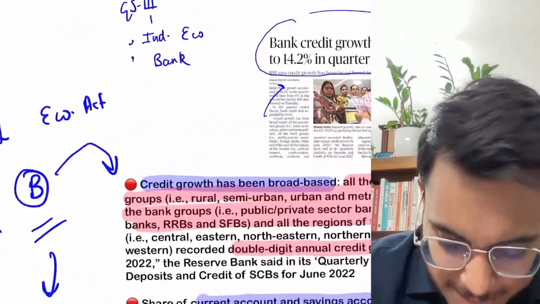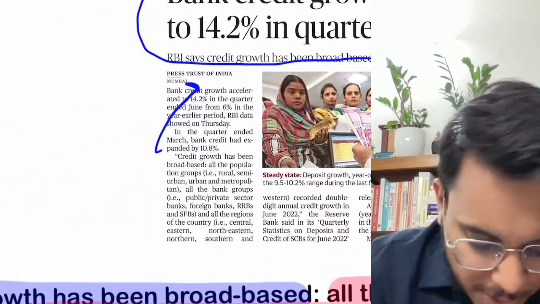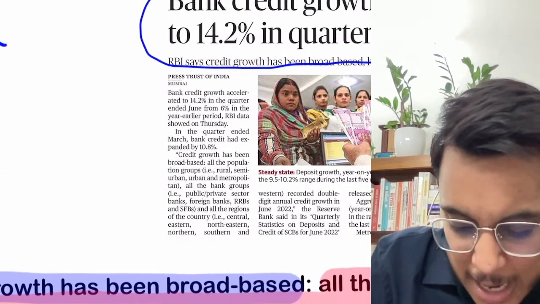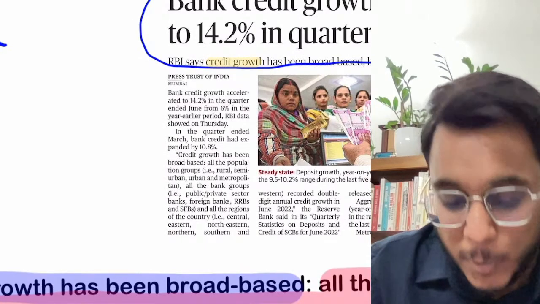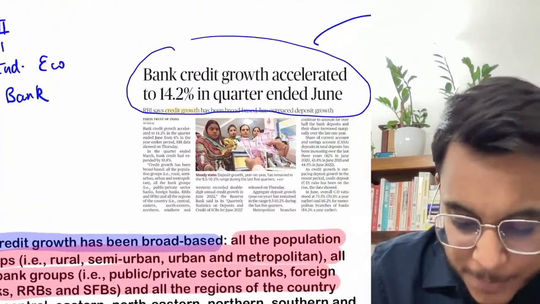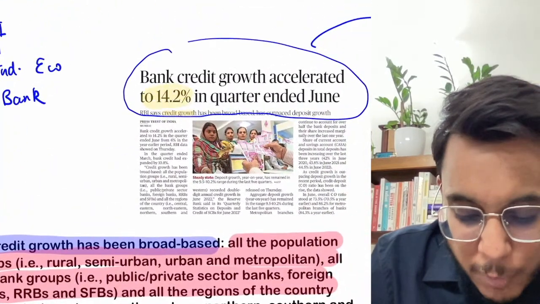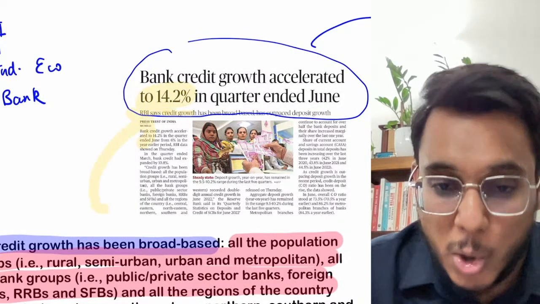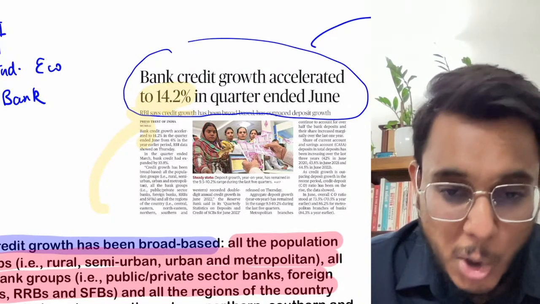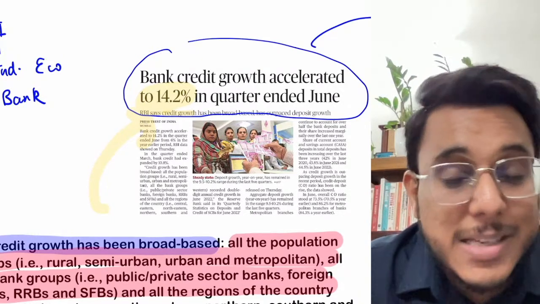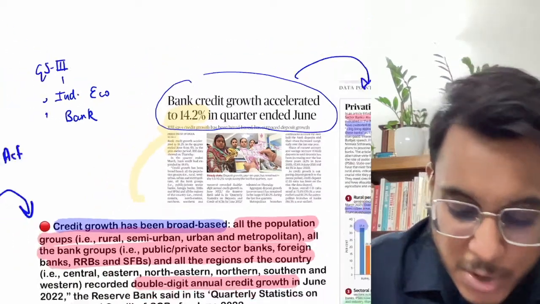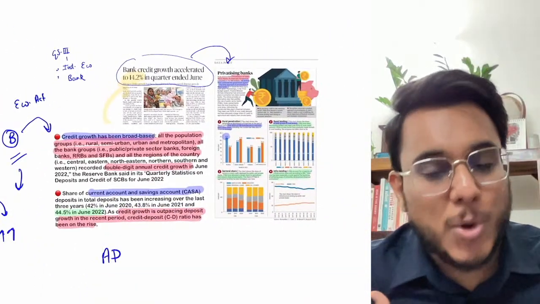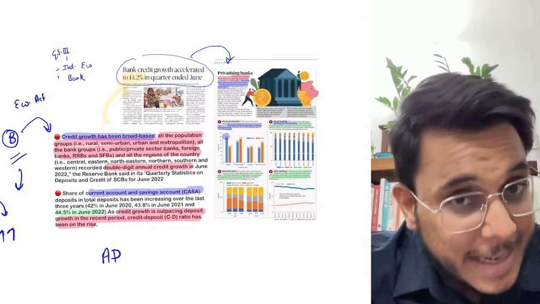So what has happened? Basically, the RBI has released its report, and RBI's credit growth report shows that in India the credit growth has accelerated to 14.2%. So credit growth has happened. Now people are taking more loans, and as they are taking more loans, obviously they will be using that money for consumption, and that will increase the aggregate demand. I take a loan, I use that money, I will raise demand.